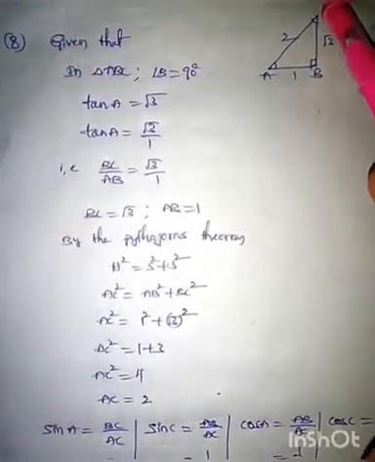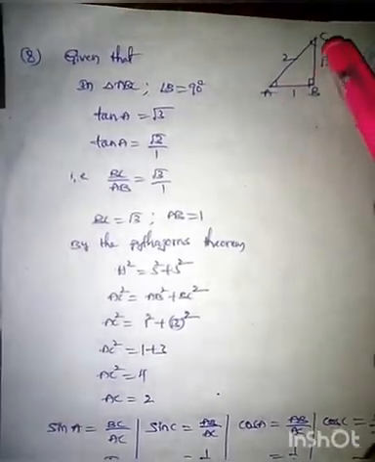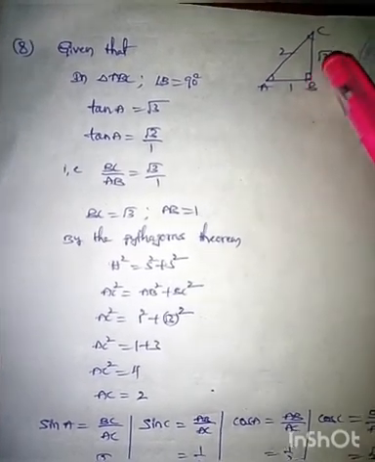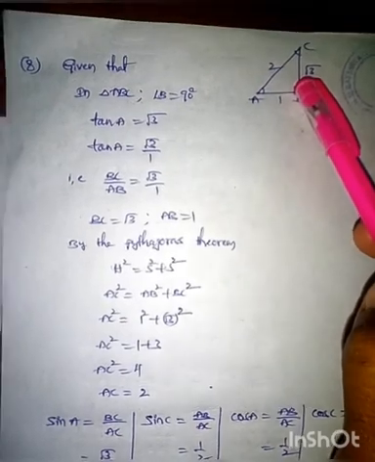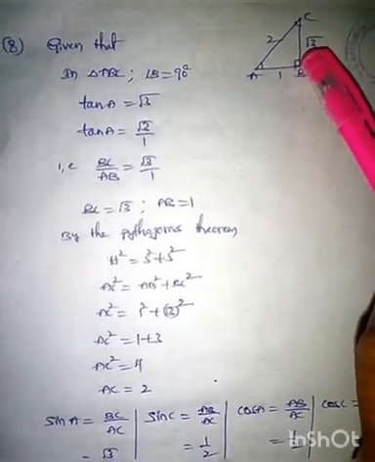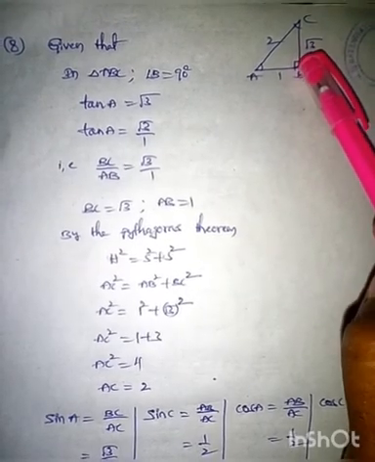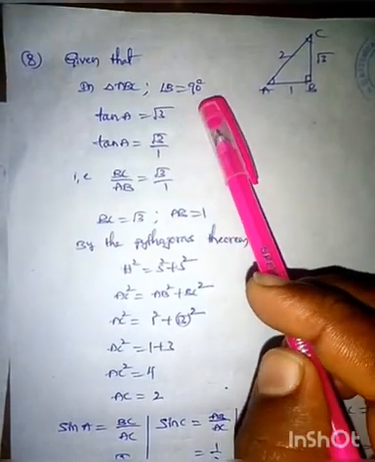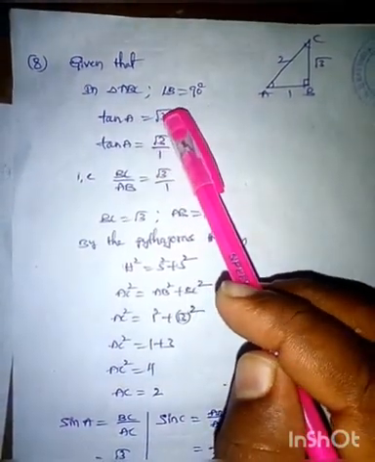So draw the right angle triangle first by using the given information. According to this problem, the right angle is at B. In this figure, I showed the right angle at vertex B. So given that in triangle ABC, angle B equals 90 and also given tan A equals root 3.